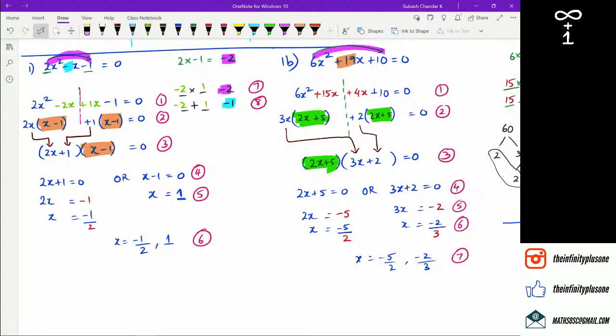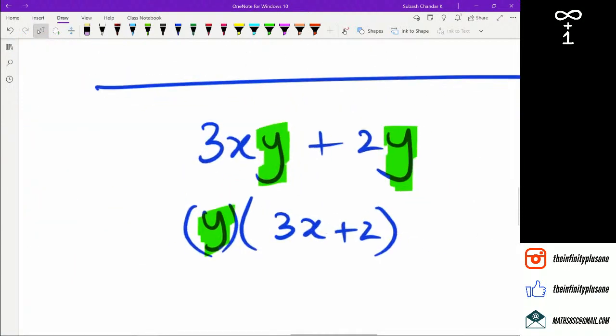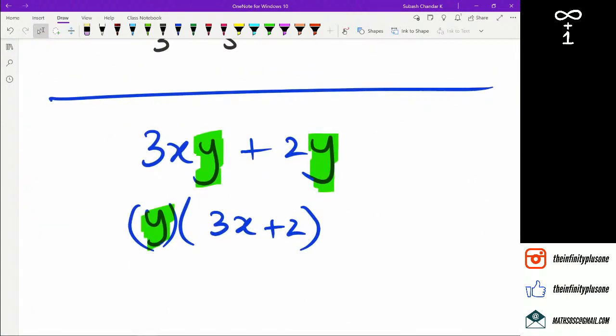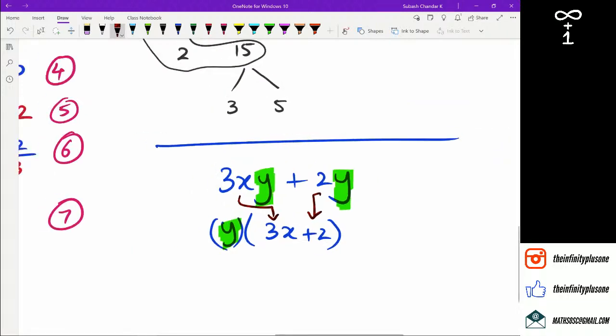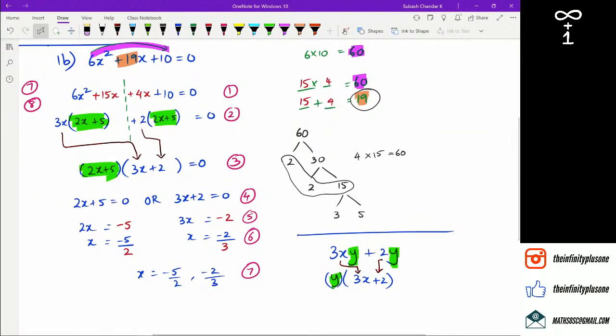Because the whole highlighted area is common between both of those terms, I could almost take that entire thing out separately. So imagine I have something like 3xy plus 2y. Because y is a common factor between both of these terms, I could take y out. Then when I take y out as a common factor, 3x is left over and 2 is left over. Pretty much the same idea is happening at 1b.